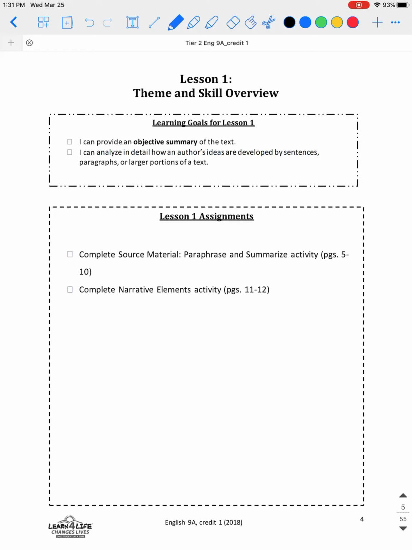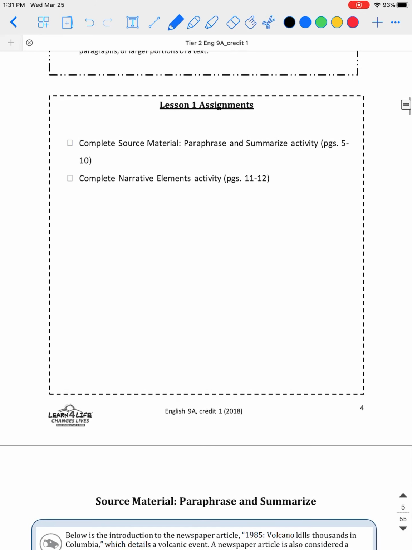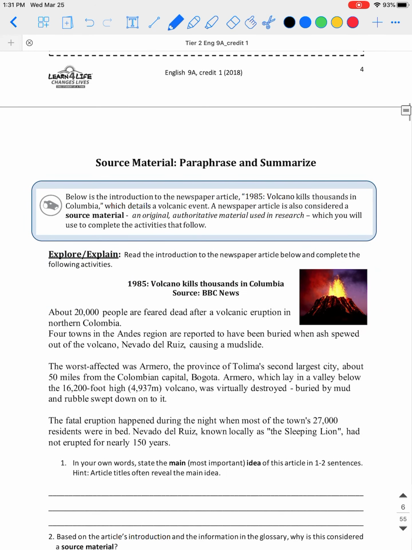Hi, this is English 9A, Credit 1, Lesson 1. We're going to be learning about source material and paraphrasing and summarizing. So if you want to go to the next page.